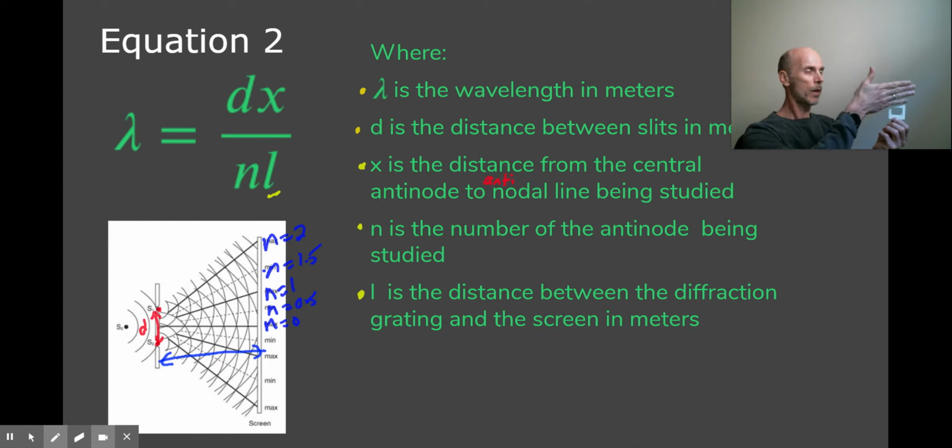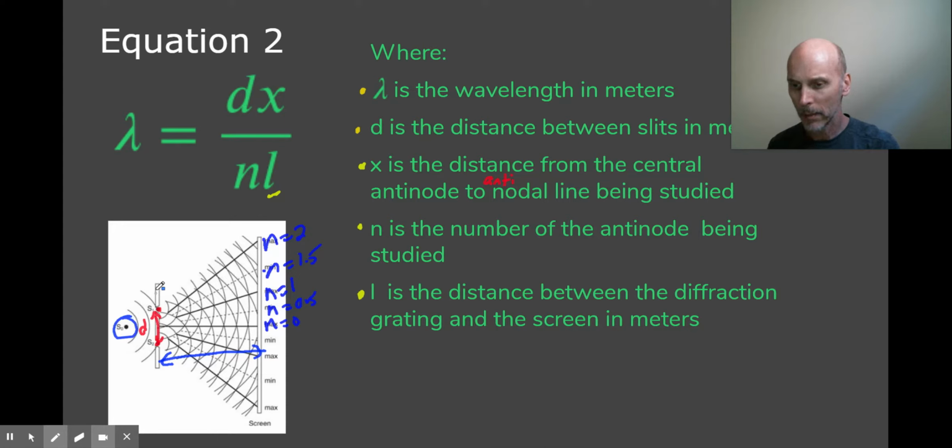Now we have our 2-point interference pattern starting here, and the waves interfere with each other and produce that interference pattern. So L is the distance between the diffraction grating and the screen. Don't confuse it with where this source is. The experiment doesn't start until we get to this point right here. So we measure from that point to the screen.